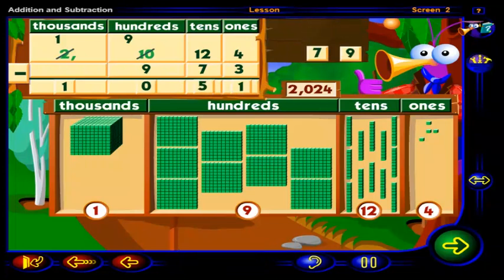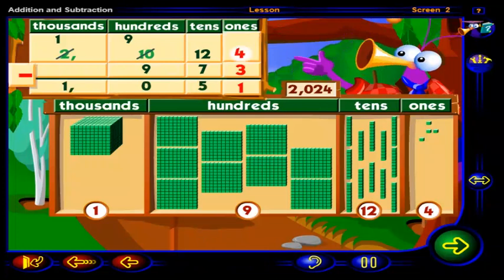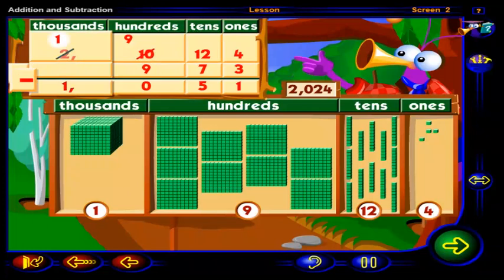That's right. This is the correct difference. 4 minus 3 is 1. 12 minus 7 is 5. 9 minus 9 is 0. And 1 minus 0 is 1.